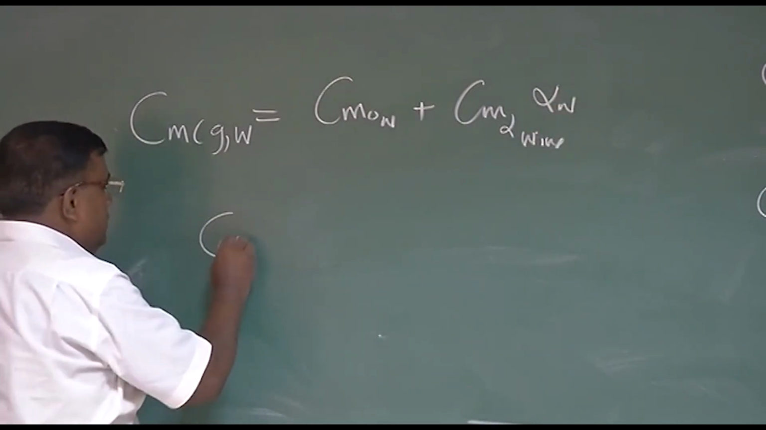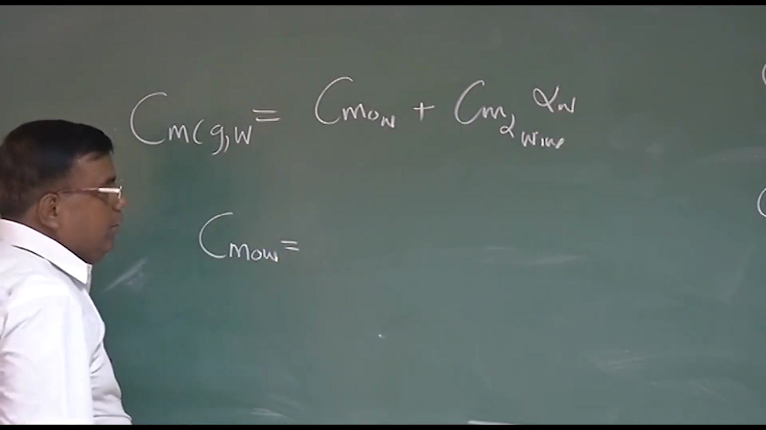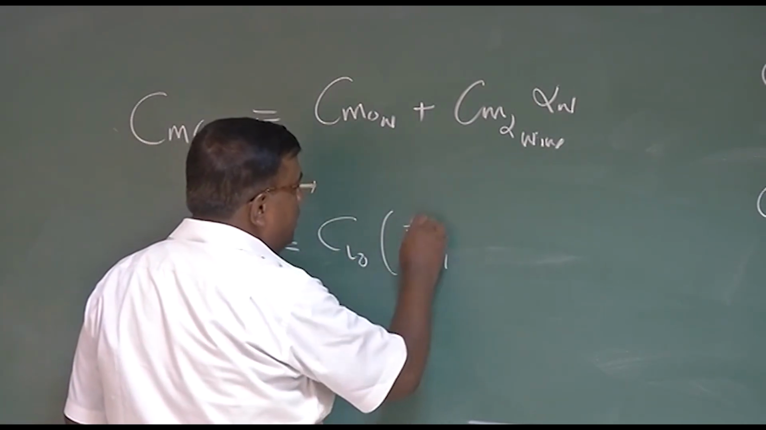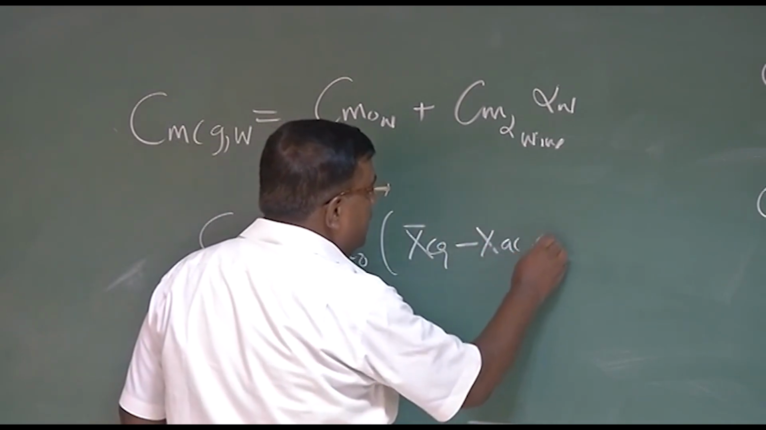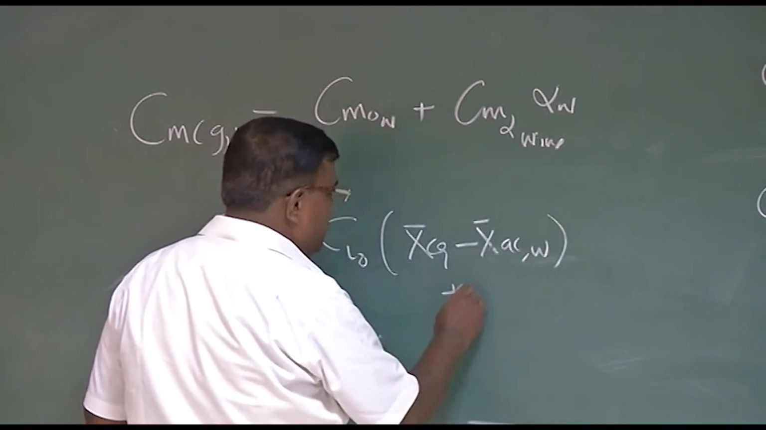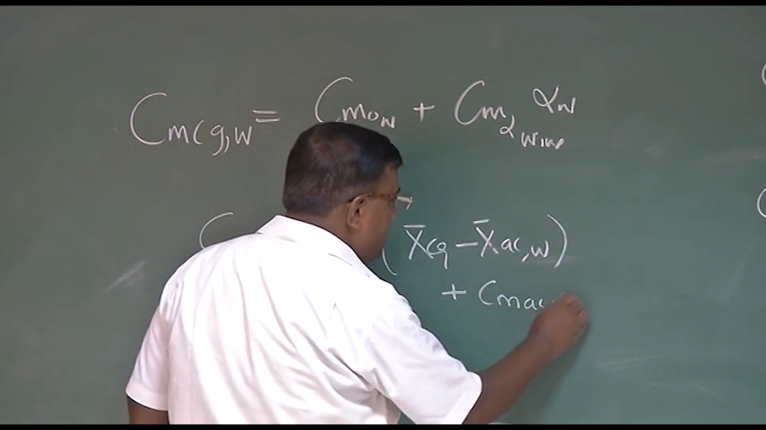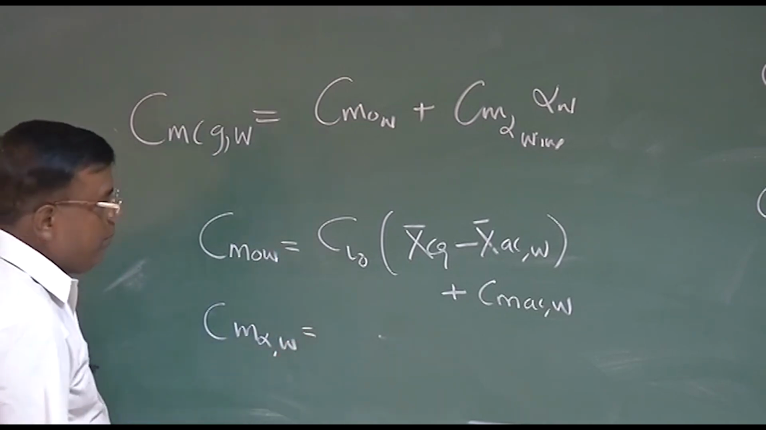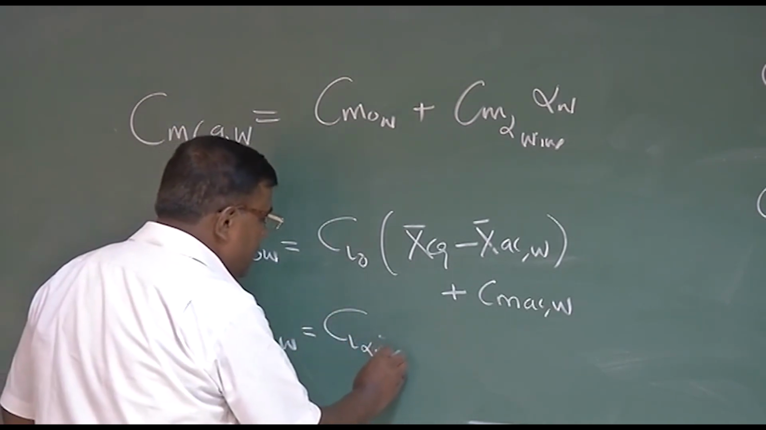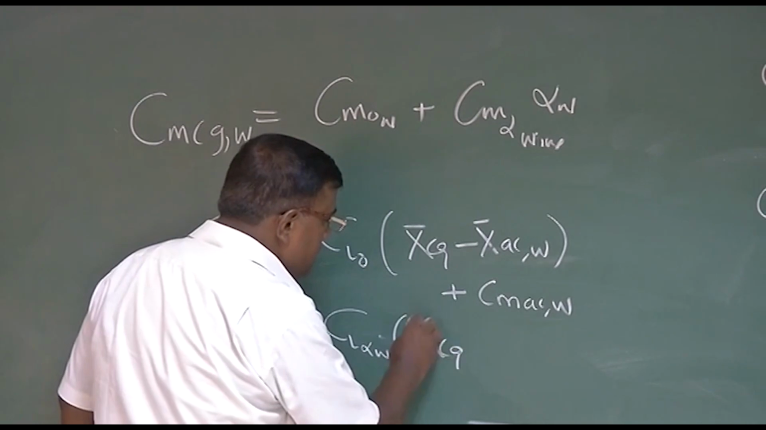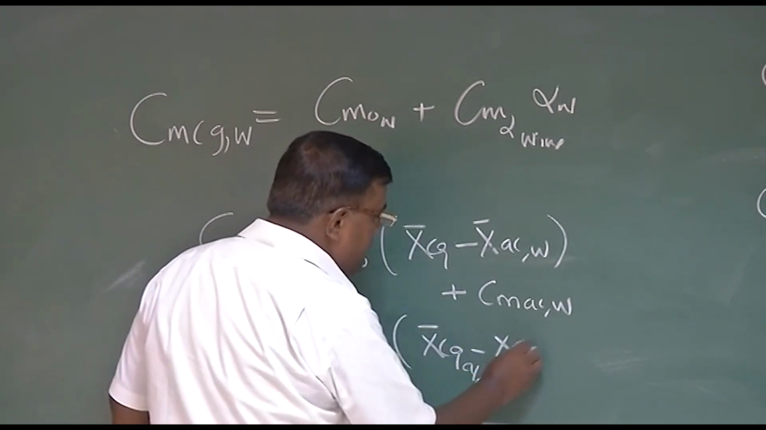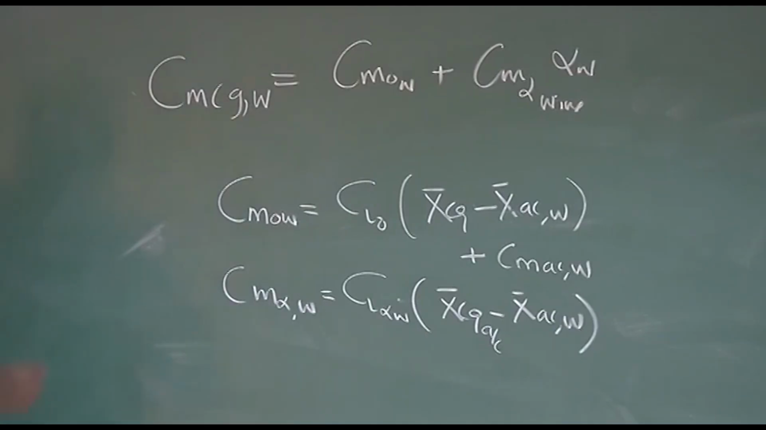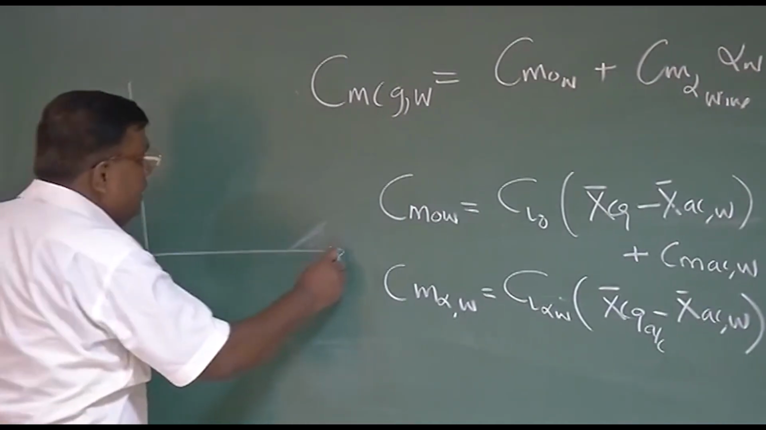Then what is Cm naught wing? This is coming to be CL naught into XCG bar minus XAC wing, plus CMAC wing, and Cm alpha wing is coming out to be CL alpha wing into XCG of the aircraft minus XAC of the wing. Okay, now focus here. Immediately you think, what is our aim? You should not lose the insight.